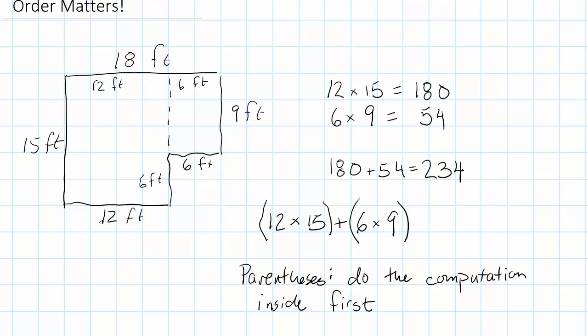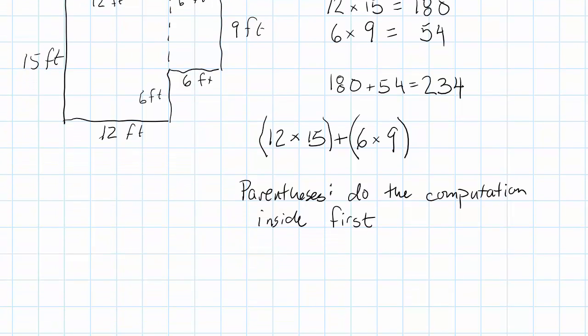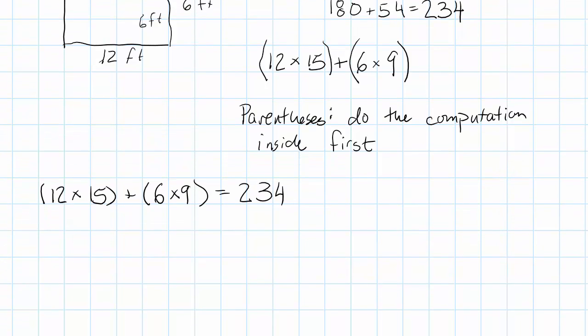Does that really matter? Right, we just found out that 12 times 15 plus 6 times 9 gives me 234. Does it really matter what order I do the computations in? What if I did it in this order instead? Multiply 12 by 15 first, then add in 6, then multiply the result by 9. Would I get a different answer?